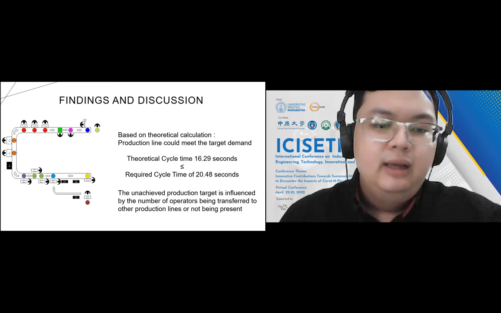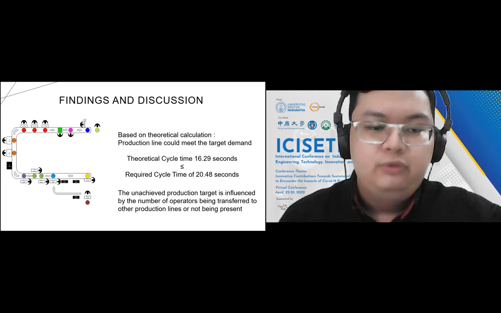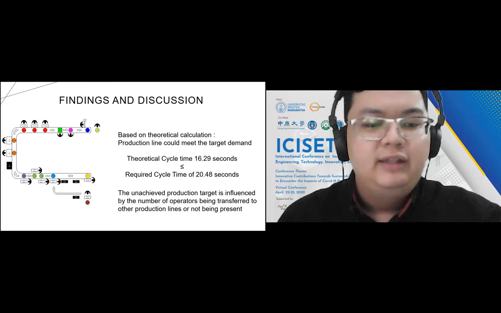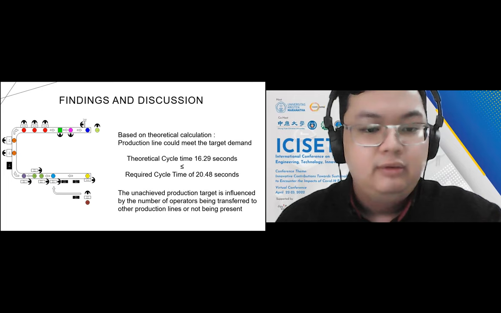The production line could meet the target demand because the maximum cycle time that occurred after paralleling in the production area was 16.29 seconds, below the required cycle time of 20.48 seconds. The unachieved production target is influenced by operators being transferred to other production lines or not being present. In the process, operators often move to another production line or were not present. This was known from the work plans and daily works data in the company.